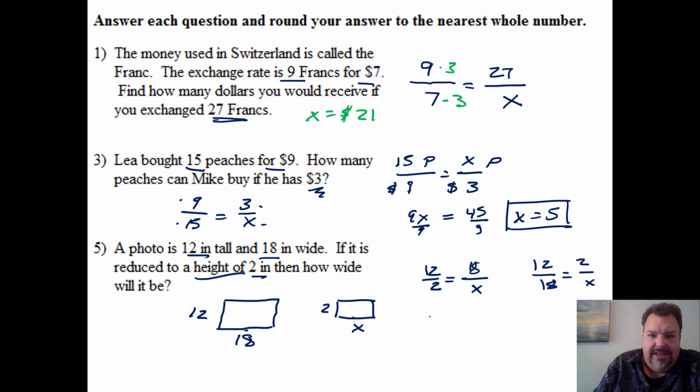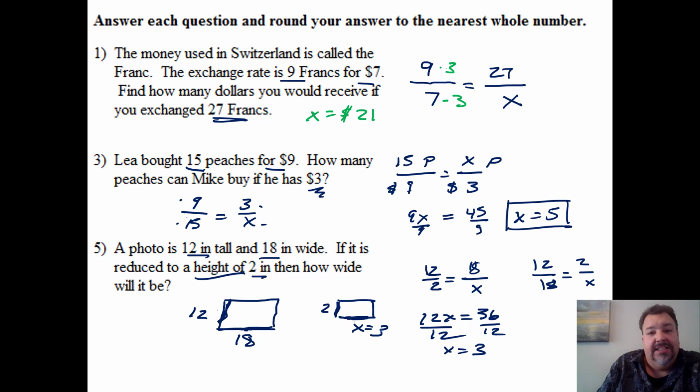So you can see either way we set it up, we're going to get 12 times x equals 2 times 18, which is 36. Divide by 12. We get x equals 3. And put that back in here. It should make sense because over here you can see that the height is not quite as much as the width. And here the height is less than the width. The width is going to be bigger. So again, check to make sure that your answer is actually making sense.